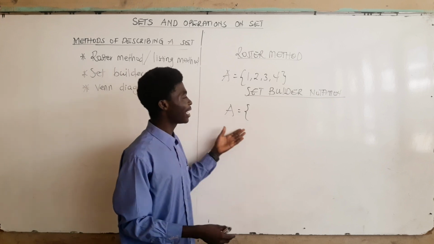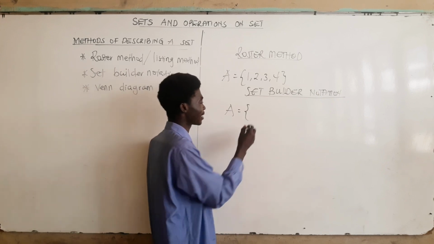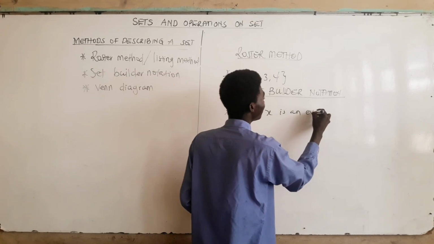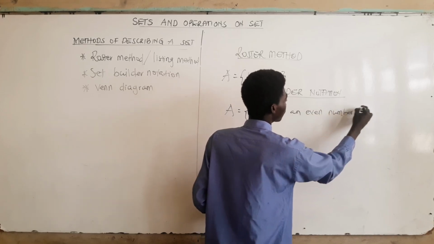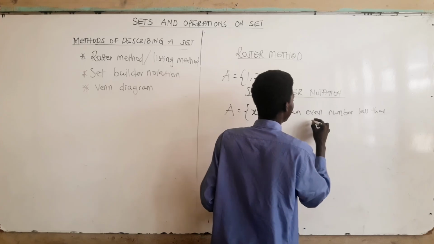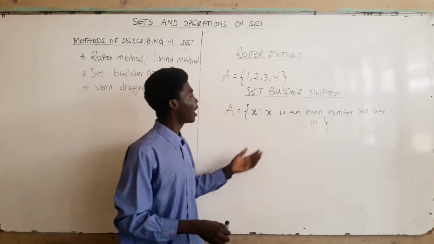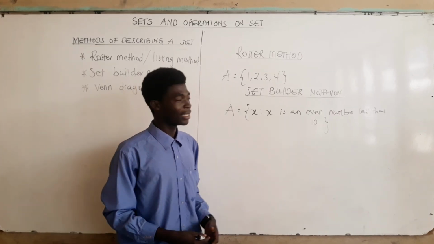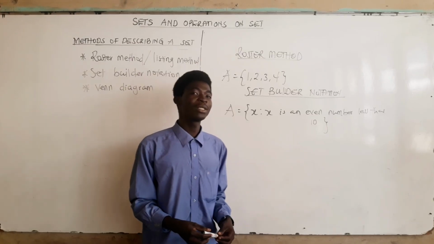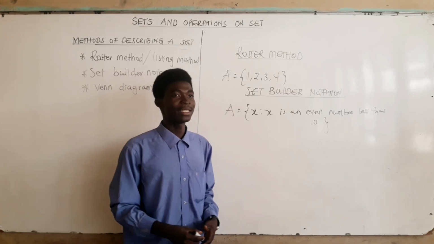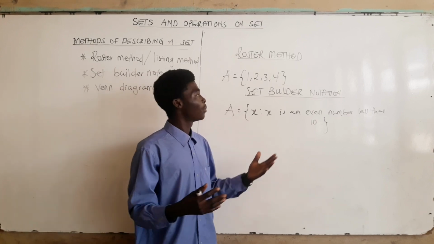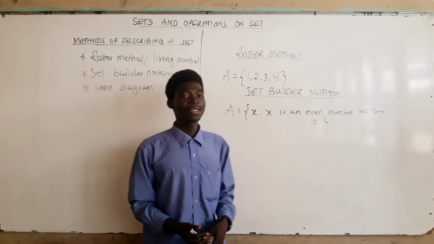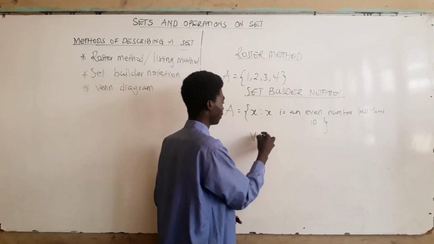So let's say set A is the set of all x such that x is an even number less than 10. This is how to put sets using set builder notation. This is just an example I've given, and this is how you are going to write your sets when a question asks you to put a set in set builder notation form. So that is it.